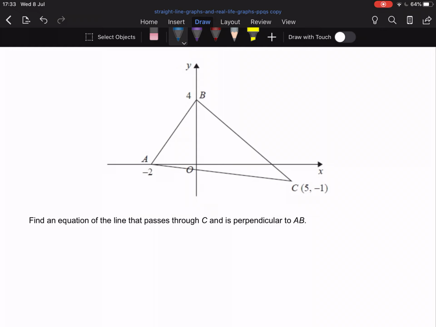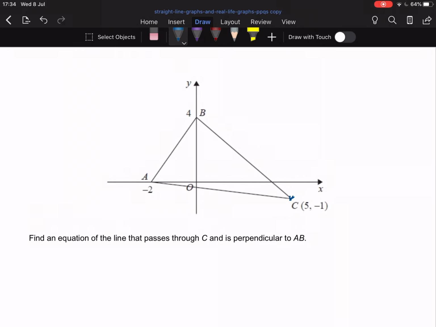You've got a diagram here, and it says find the equation of the line that passes through C. So it passes through this point and is perpendicular to AB, which is the line here. We straight away have to remember the fact that the gradients of perpendicular lines are negative reciprocals.